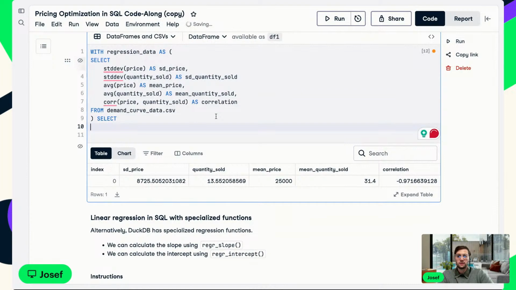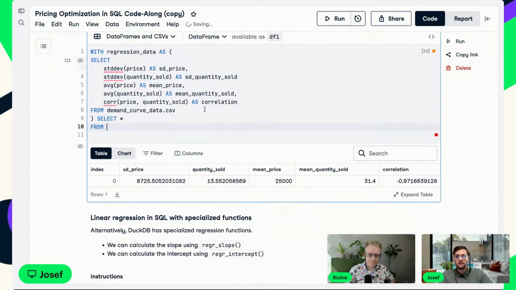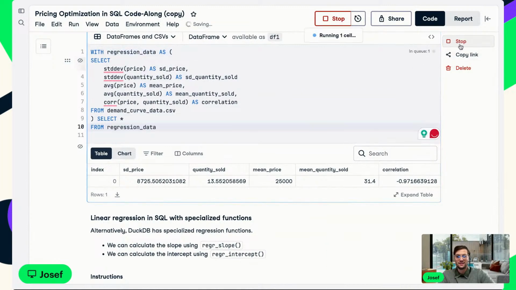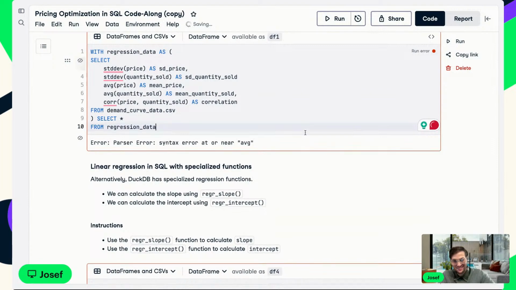Okay, so I'll build these up again. It's good practice, right, Richie? Yeah, typing things wrong is part of the job. Well, I'm doing a lot of that here. I forgot a comma too.